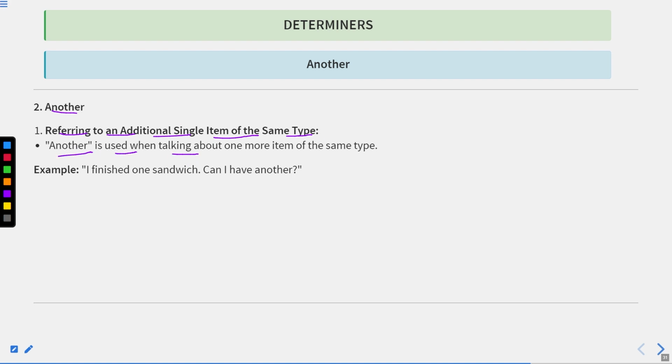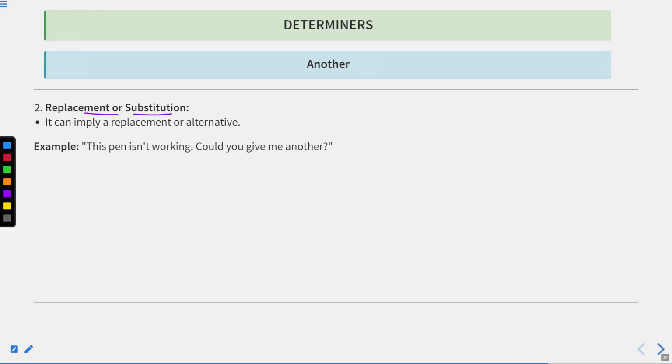Another, referring to an additional single item of the same type. Another is used when talking about one more item of the same type. I finished one sandwich. Can I have another? Replacement or substitution: it can imply a replacement or alternative. This pen is not working. Could you give me another?